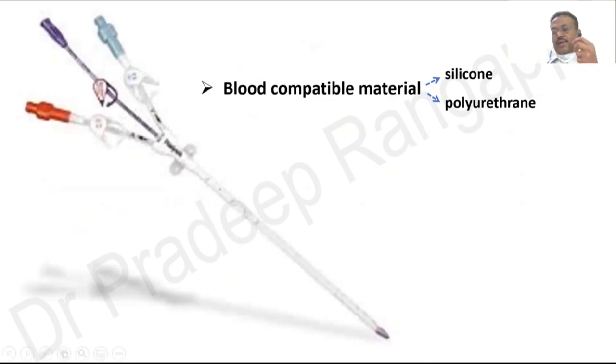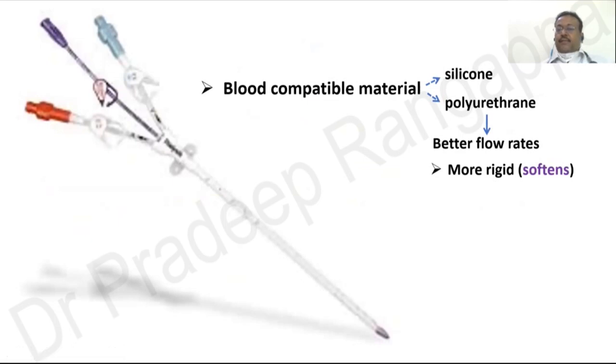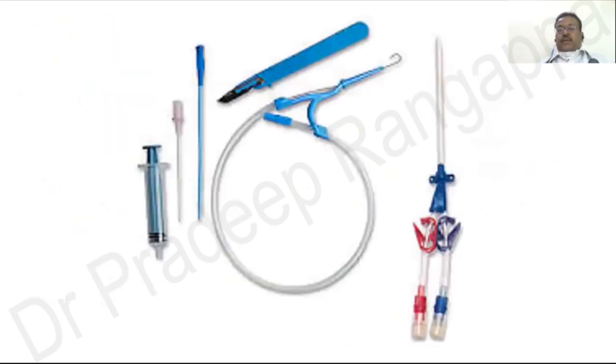Silicone catheters are very pliable and very soft, and it may sometimes be difficult to negotiate. The ones commonly used in acute situations are polyurethane, because these are slightly more rigid tubes and they have better flow rates. But the rigidity of these polyurethane tubes does soften over the course of time as and when it is being used.